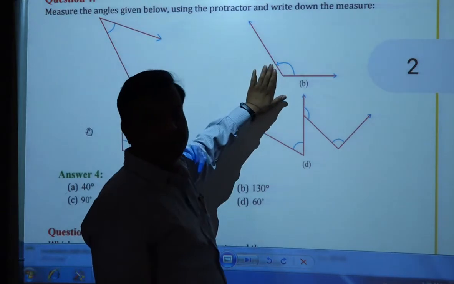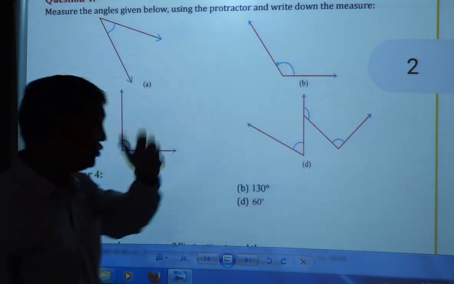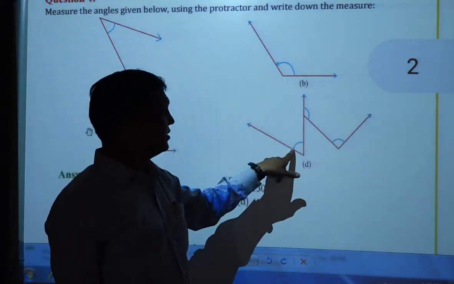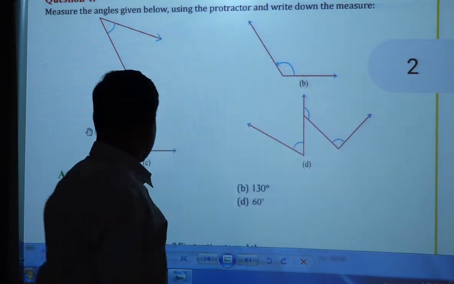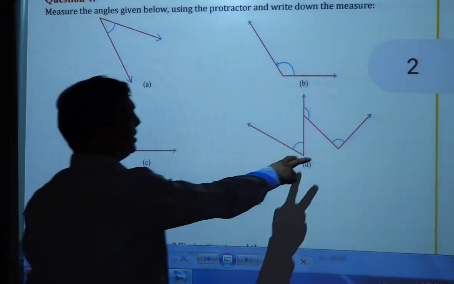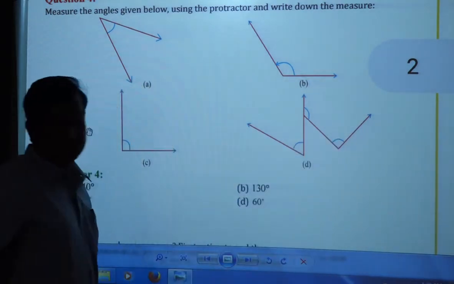The second one you will get as 130 degrees. Measure it properly, and you will come to know. This one is 90 degrees, and these both are 60 degrees. Next.